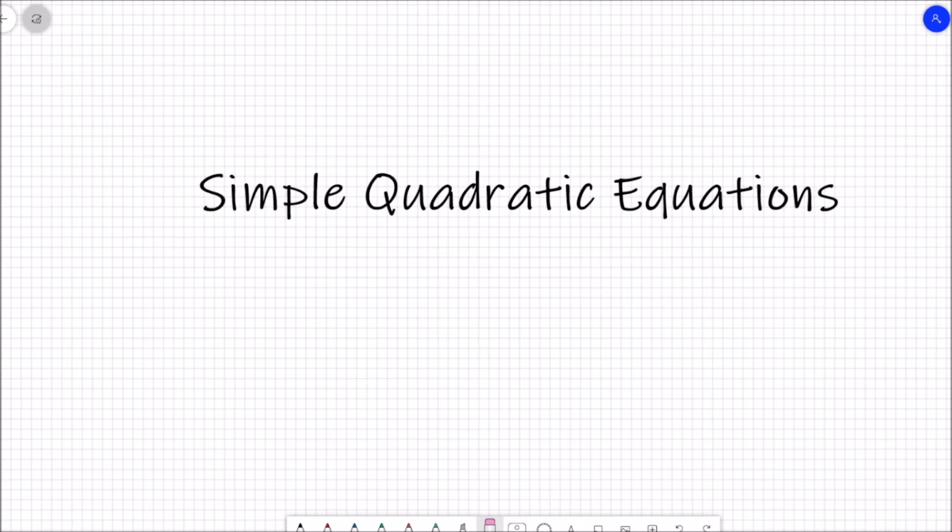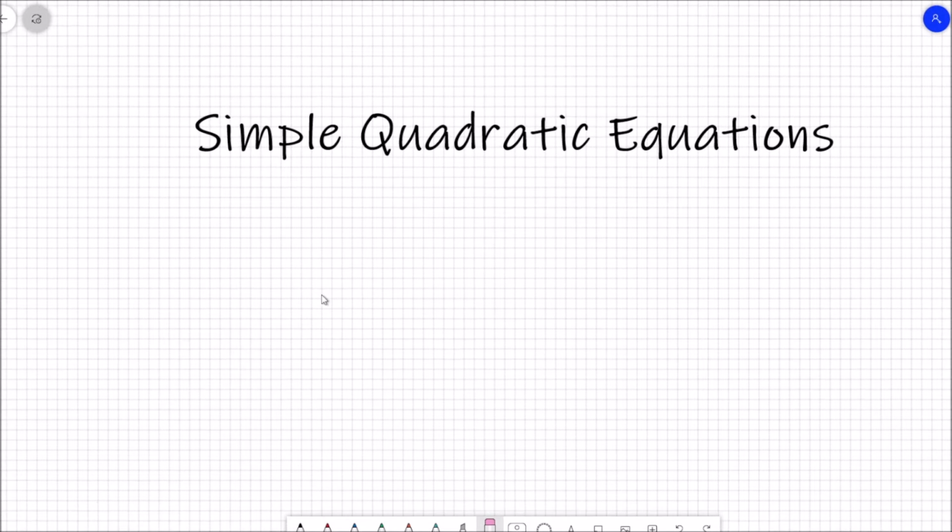Hi everyone. Today we are going to have a look at quadratic equations. Only simple ones today, and we will gradually move on to complicated ones later on. The main focus for today is just to show you what quadratic equations look like and then what kind of solutions you get for them.